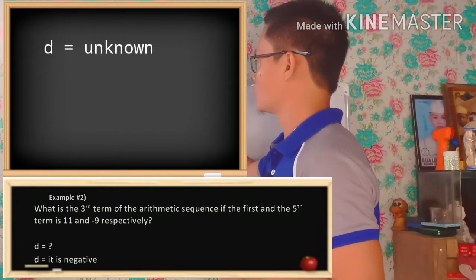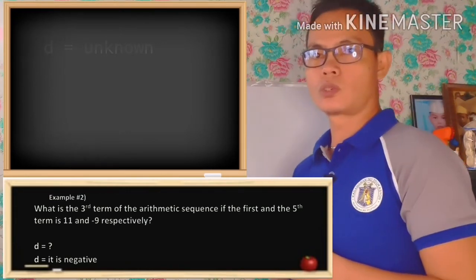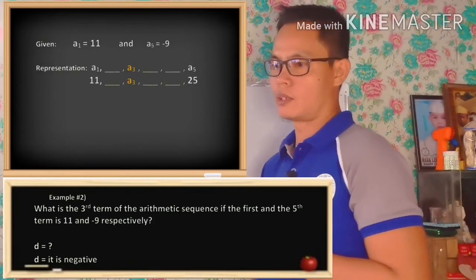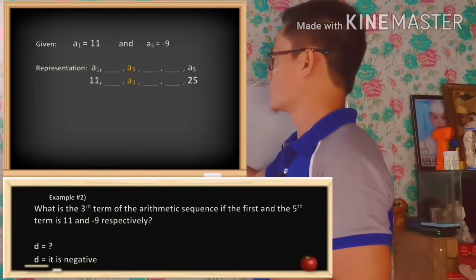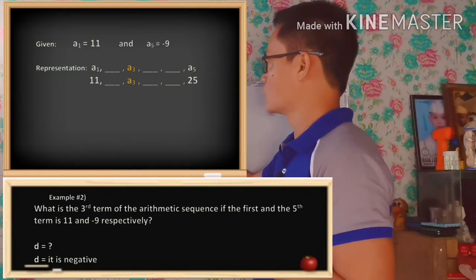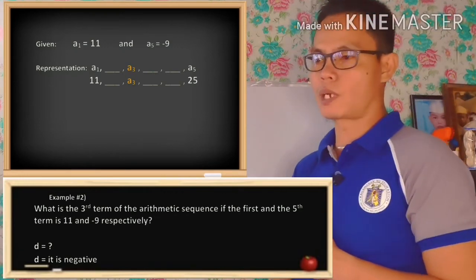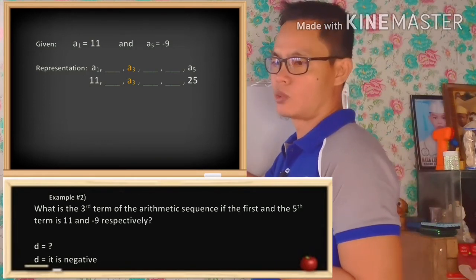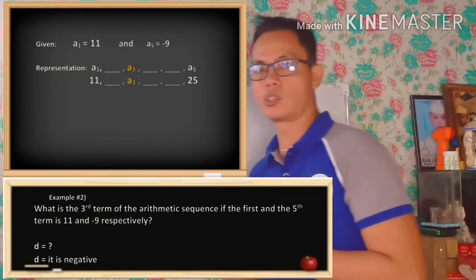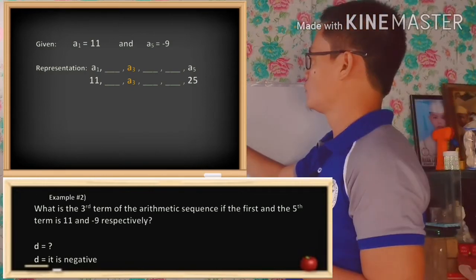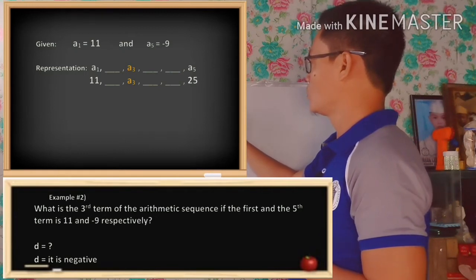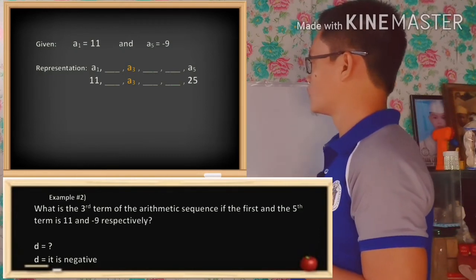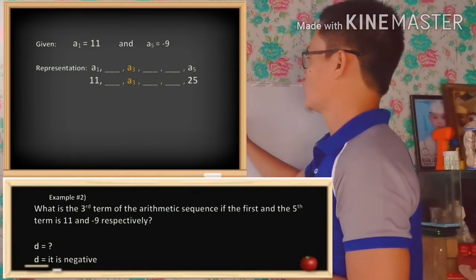The value of d is unknown, so this is going to be our priority to solve the problem. But we have the given a sub 1 equivalent to 11, and also the fifth term is determined. The fifth term is equivalent to negative 9. We are going to show the representation for this. For the first term, we have the second term unknown, third term unknown, fourth term unknown, then the fifth term. We are going to solve for the third term.